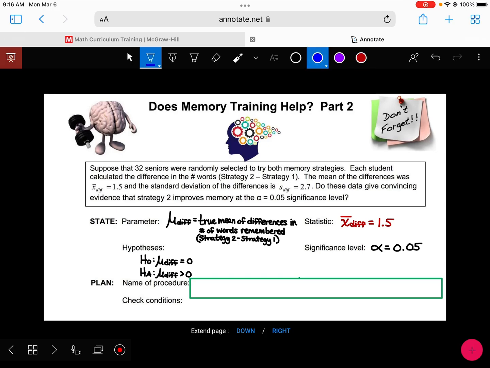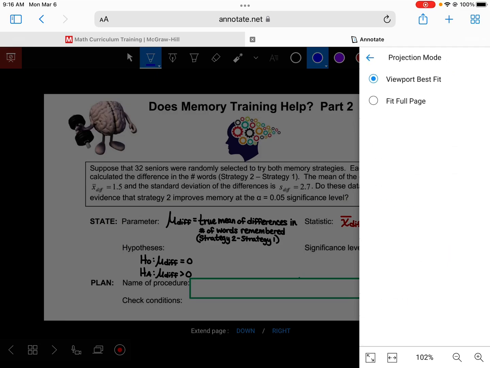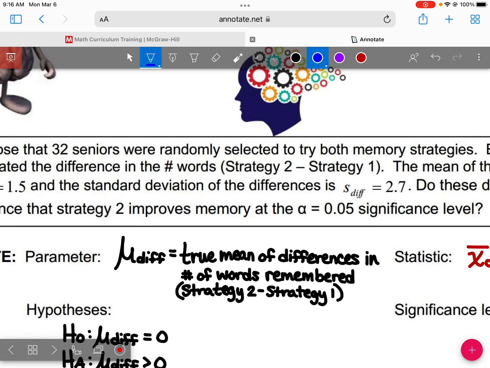Yeah, so kind of what I keyed in on when I was looking at this: we have strategy 2 improves memory. So you would expect when you do that subtraction, then the average would come out to be a positive, if strategy 2 is improving that memory score, because we did strategy 2 minus strategy 1.